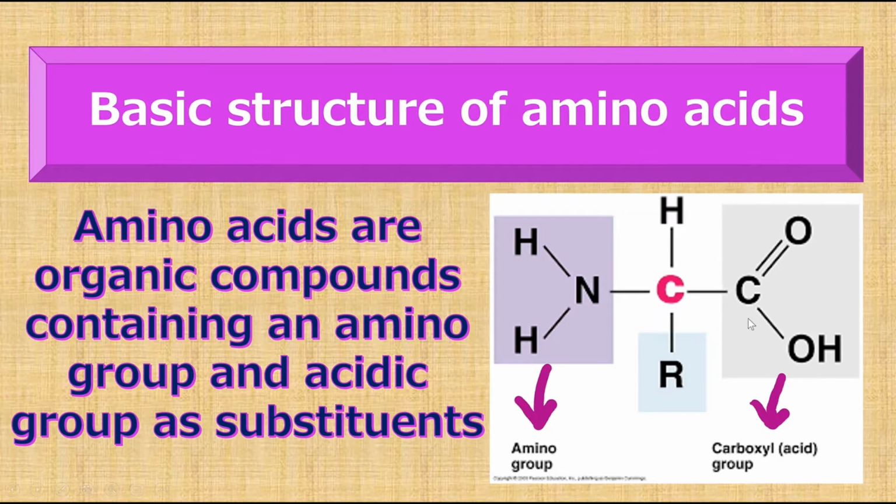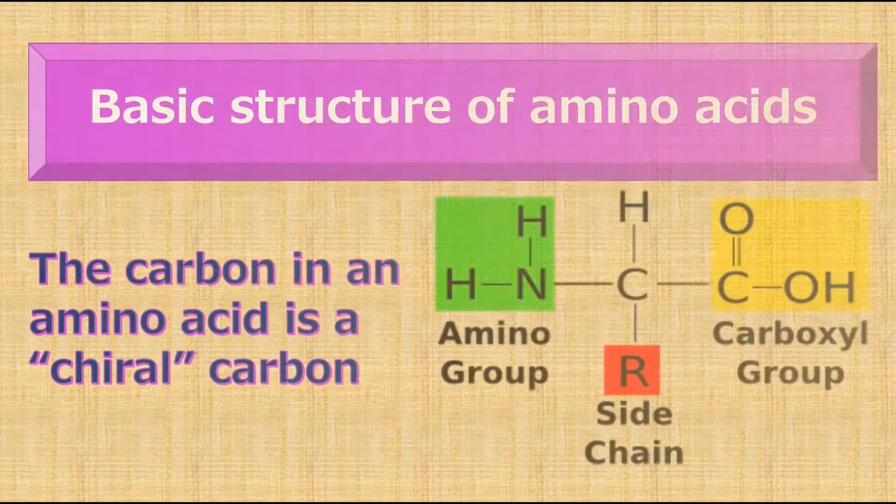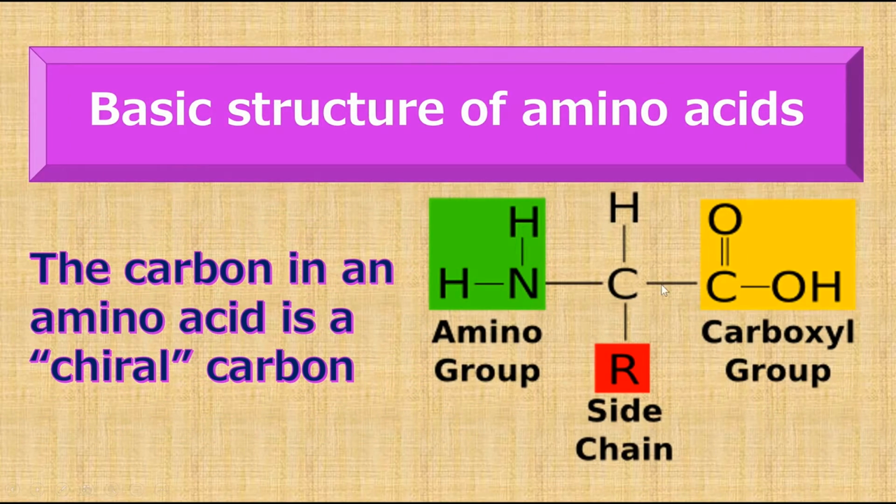Now, if you can see here, all the groups attached to this center carbon in an amino acid are different. One is NH2, one is hydrogen, one is carboxylic acid, and this is the R group. You know that carbon has a valency of 4, so 4 bonds can be formed with a single carbon atom. The amino group, carboxyl group and hydrogen are not changing, never. What differentiates one amino acid from another is only the R group.